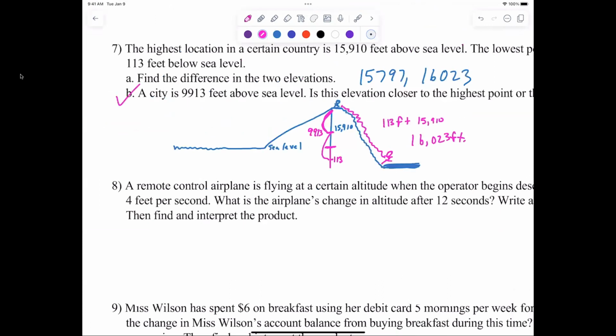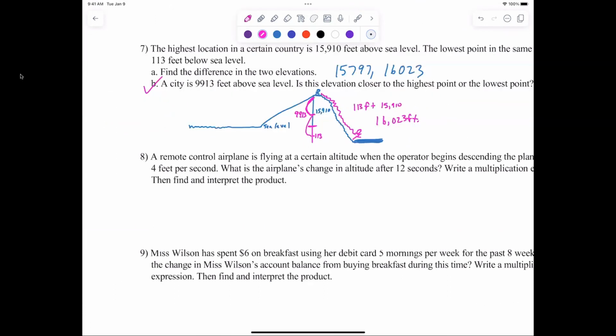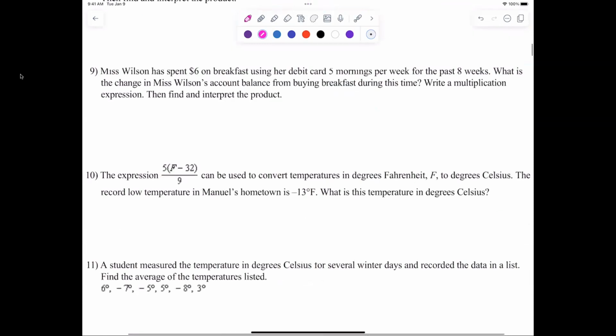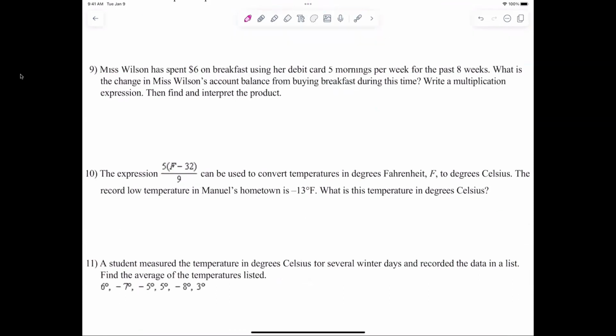I like it. All right, now let's take a look at question number 9. This time I'm going to let Milo read this for me. Ms. Wilson has spent $6 on breakfast using her debit card 5 mornings per week for the past 8 weeks. What is the change in Ms. Wilson's account balance from buying breakfast during this time? I don't really care about writing the expression because it's just mental math. Tell me what you're thinking.